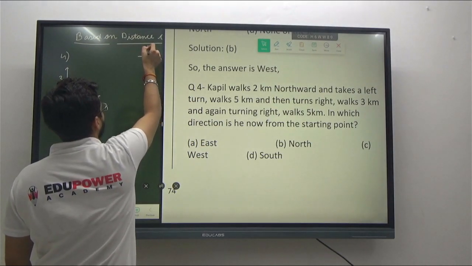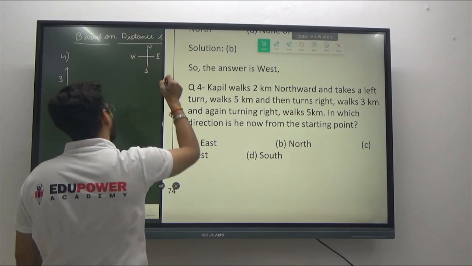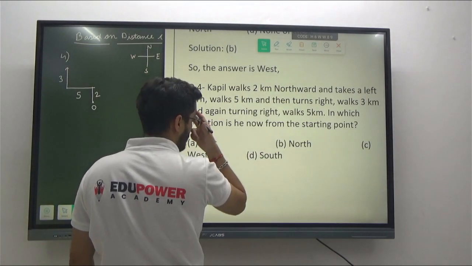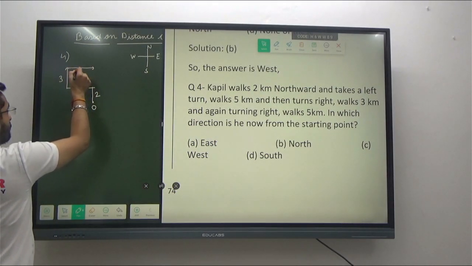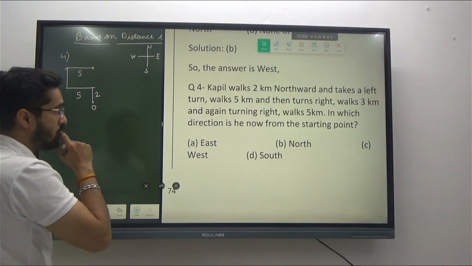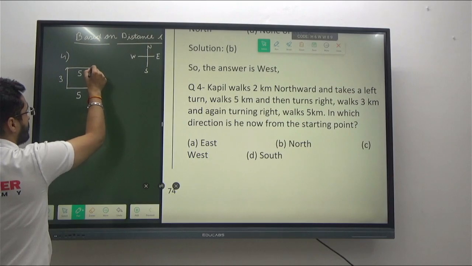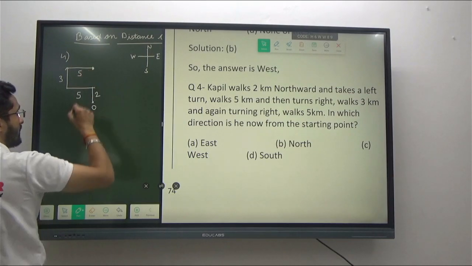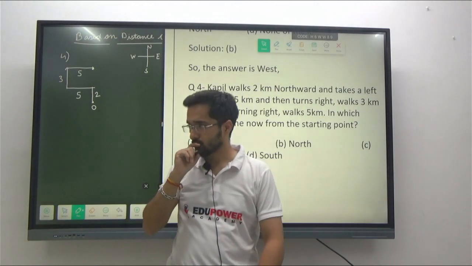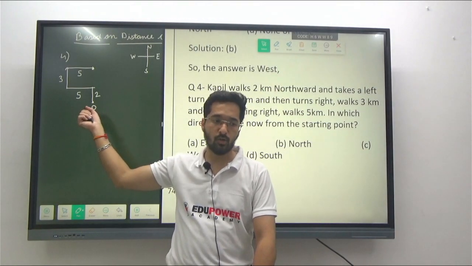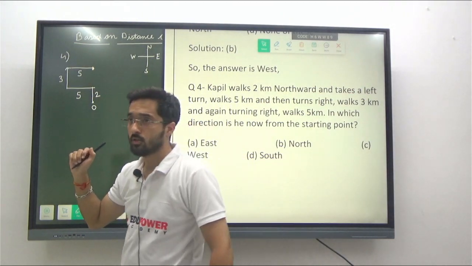Okay. These are basic directions, north, south, east and west. So, he will go towards the east direction. So, he goes east and walks how much? 5 km. In which direction is he now from the starting point? Now, he is asking with respect to the starting point, he is in which direction? Okay. So, we can see that the starting point is here, and with respect to the starting point, he is in north direction. So, our answer is north.